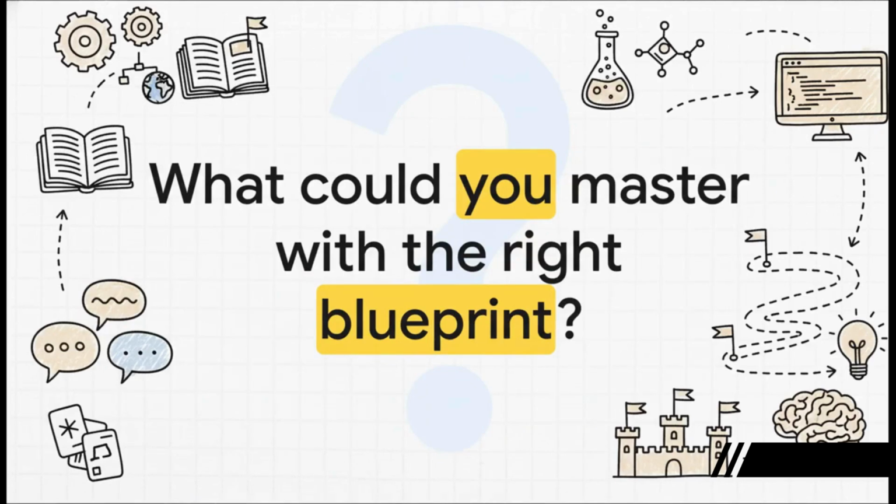And that really just leaves us with one final thought, one final question for you. Yeah, we used chemistry as our example today, but this blueprint applies to anything. Learning a new language, picking up a coding skill, understanding a complex moment in history. So the real question isn't about chemistry, it's about you. What could you truly master with the right blueprint?